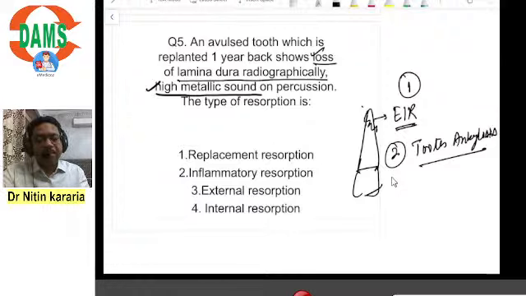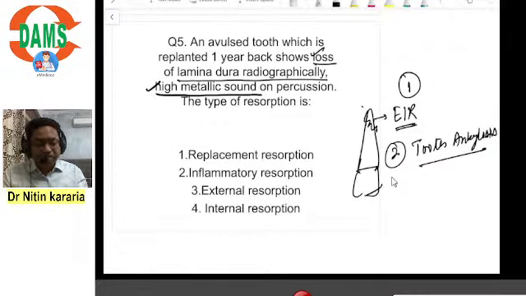The question is saying there is loss of lamina dura. Loss of lamina dura means there is complete fusion of the tooth root with the bone and a high pitched metallic sound. A metallic sound occurs whenever the junction of the tooth and the bone is complete, meaning no intervening PDL is there and the tooth has become ankylosed. In such cases, because of the resonance of the bone, there is a high pitched metallic sound.